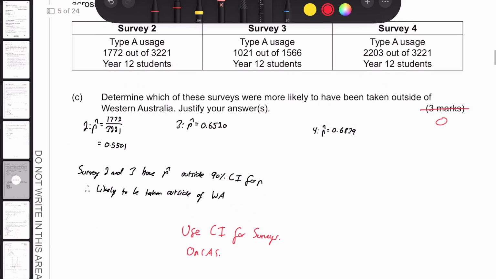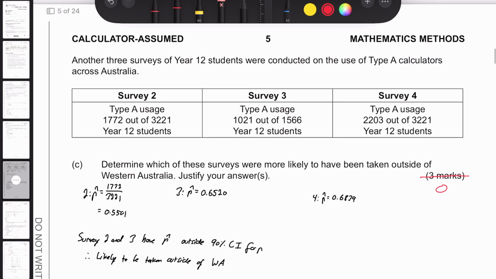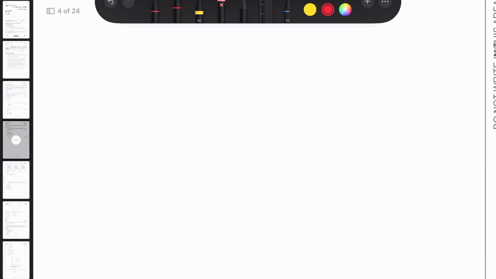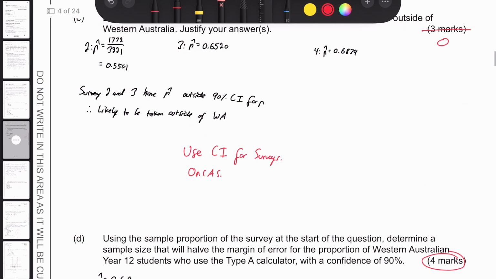This is the first question we lost some marks on. We lost marks here because they wanted us to use the confidence intervals to compare between the different surveys and the confidence interval we had before. I don't like this because sometimes they want us to use confidence intervals, and sometimes they want us to just compare the p-hat values like what I did.